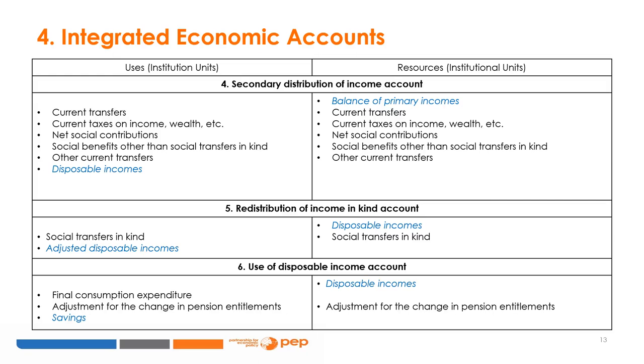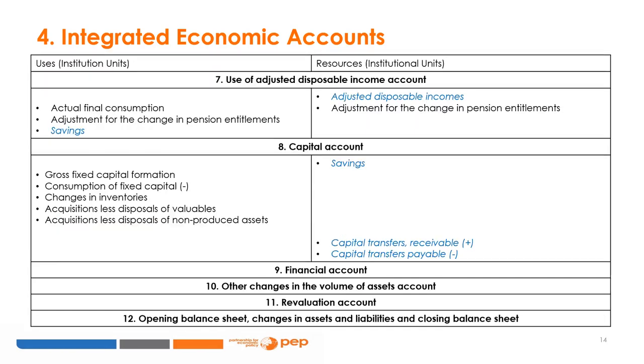The redistribution of income in kind account adjusts the disposable income with the social transfers in kind and generates the adjusted disposable income, which is then transmitted to the use of adjusted disposable income account. The use of disposable income account is spent on final consumption expenditure and savings after adjusting for the change in pension entitlements. The balance of the accounts or savings is then transmitted to the capital account. The use of adjusted disposable income account is spent on actual final consumption expenditure and savings after adjusting for the change in pension entitlements. The balance of the accounts or savings is then transmitted to the capital account.